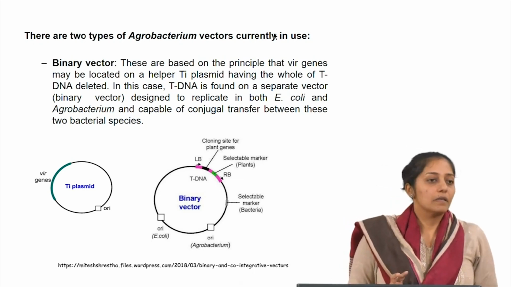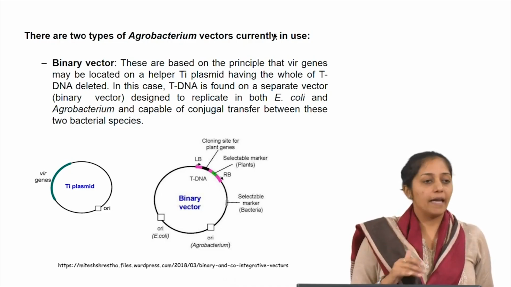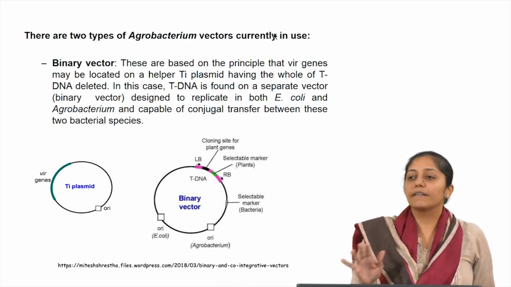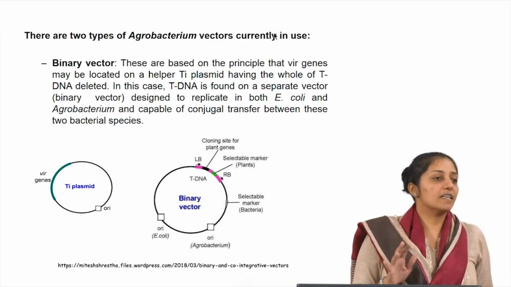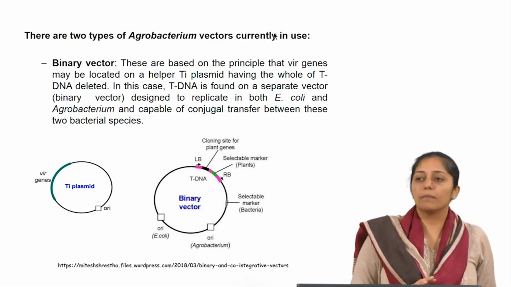I'll stop here. There are other kinds of vectors also present called intermediate and helper vectors, but generally you will find in literature the success rate is very high with binary vectors. So most of these transformations are done using binary vectors.